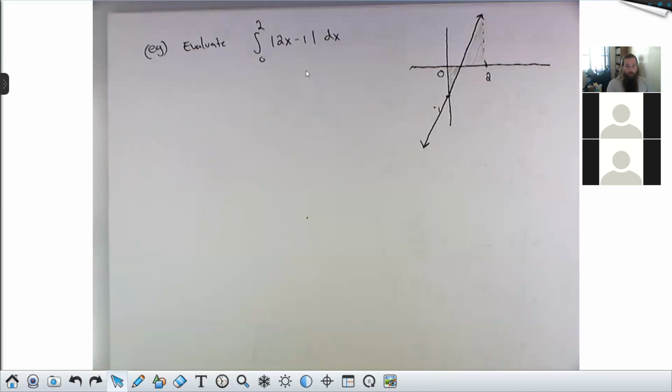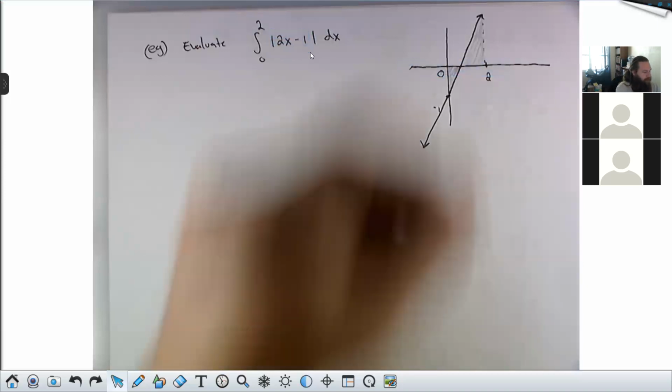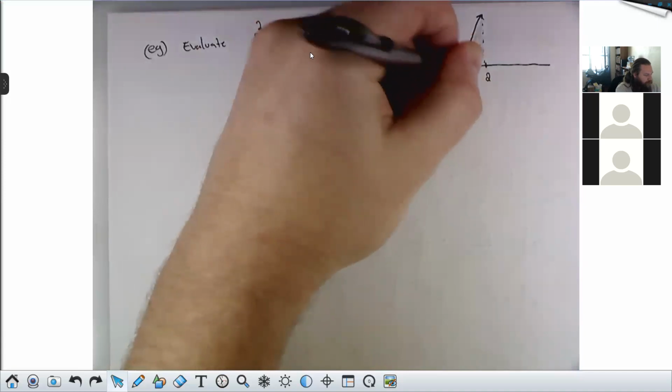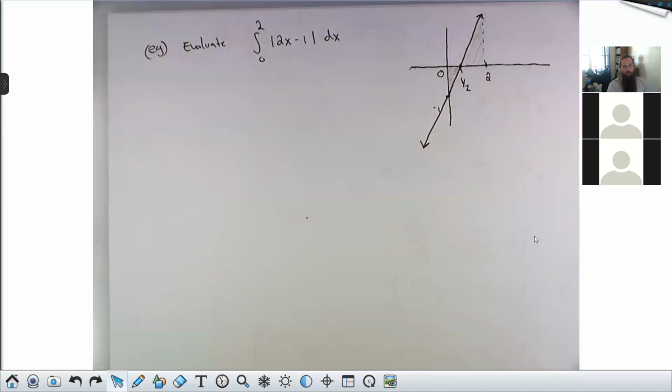And in order to figure out where we need to split this up, I need to know, where is this? So where does 2x minus 1 cross from being positive to negative? Well, 2x minus 1 is equal to 0, right? This is an x-intercept, so this would be a place where 2x minus 1 is equal to 0 when x is 1/2. Yeah, very good. So the game here is to split the integral up at 1/2.